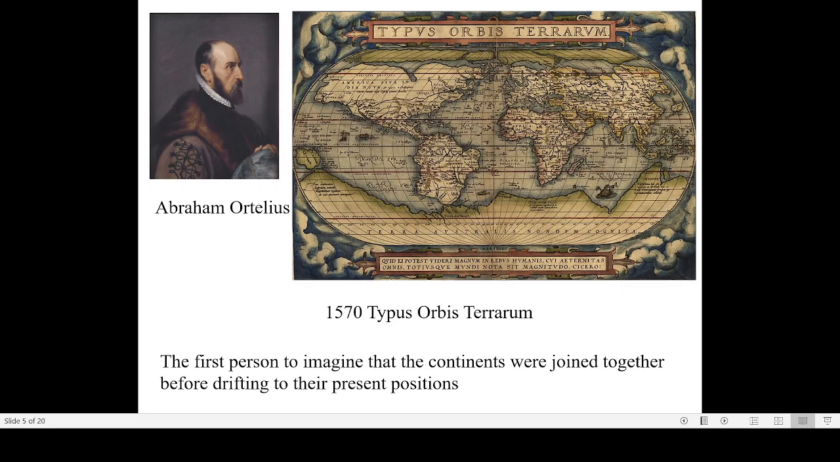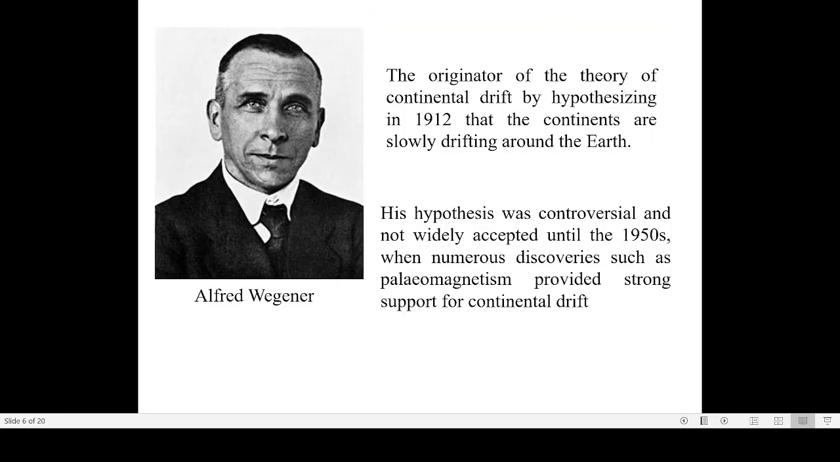But still, even at that time, Ortelius put forward the theory that the continents are joined together and are also moving slowly away from each other. And in 1912, Alfred Wegener put forward the theory known by the name Continental Drift. Even though he put forward that theory in 1912, it was not widely accepted at that time.